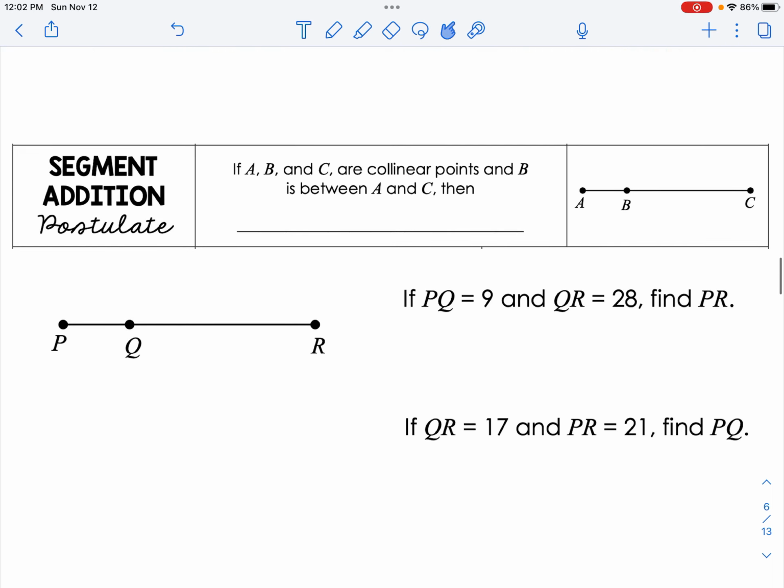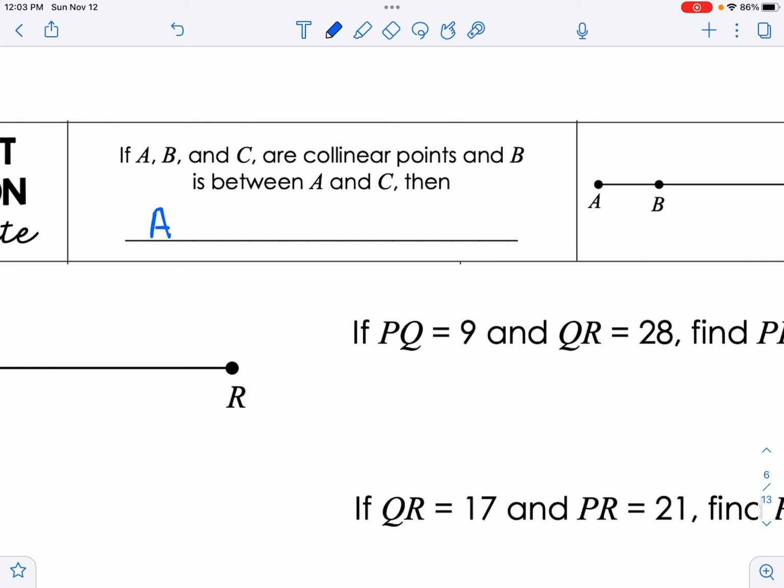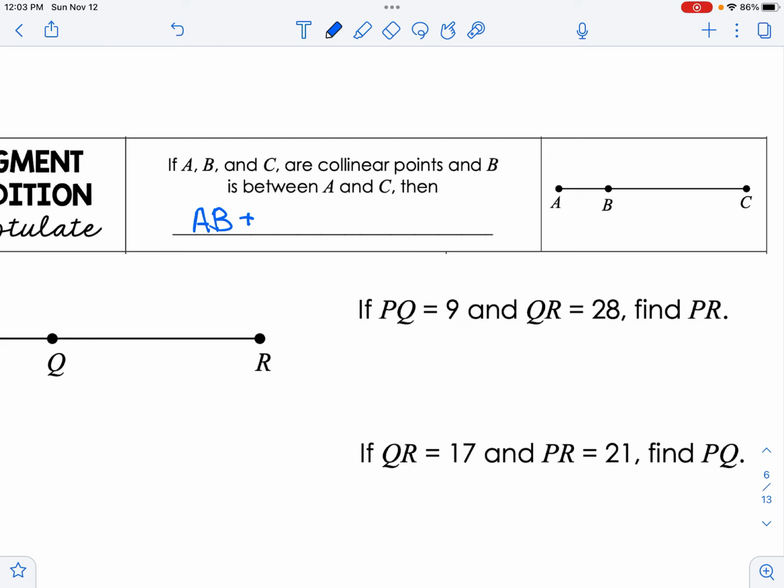Now let's get to actually the segment addition postulate. Let's take a look at this and then think about it a little bit. If A, B, and C are collinear points, so on the same line, and B is in between A and C, then this must be true. Then AB, the length of AB, plus the length of BC, so this segment plus this segment, should equal the whole thing.